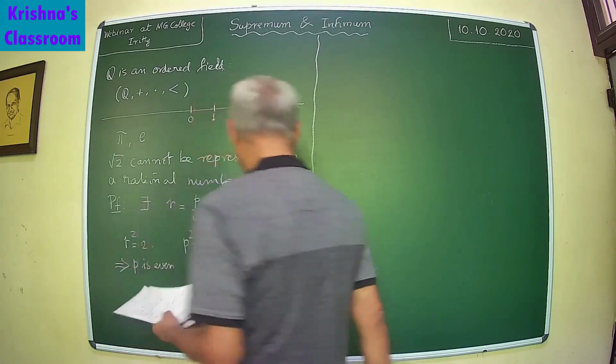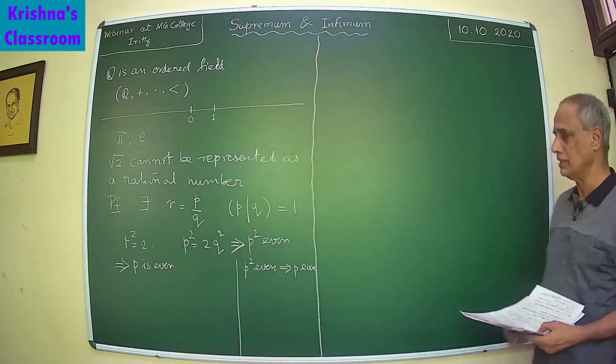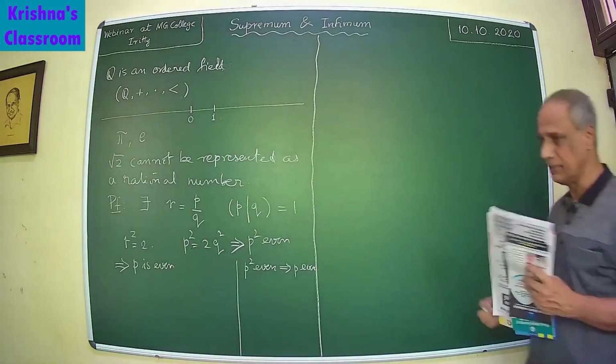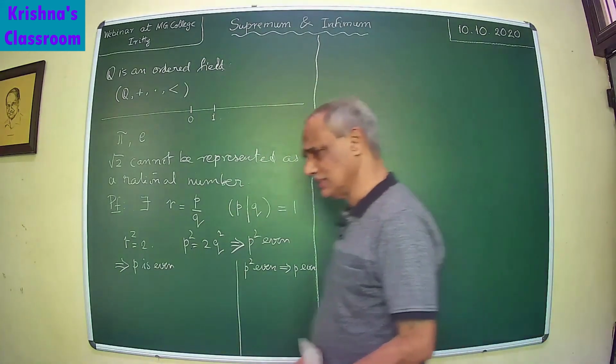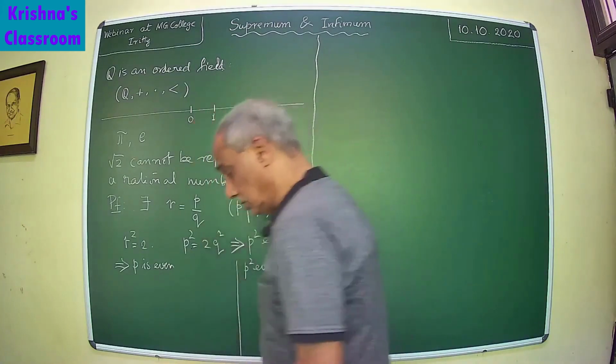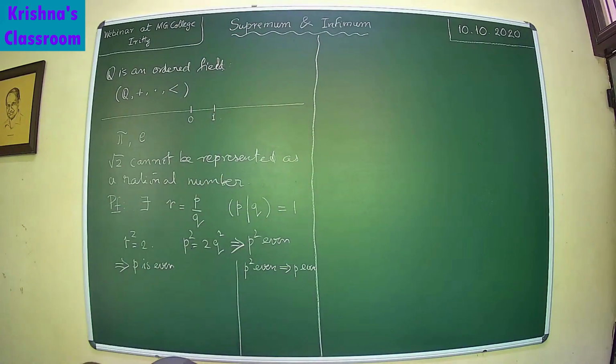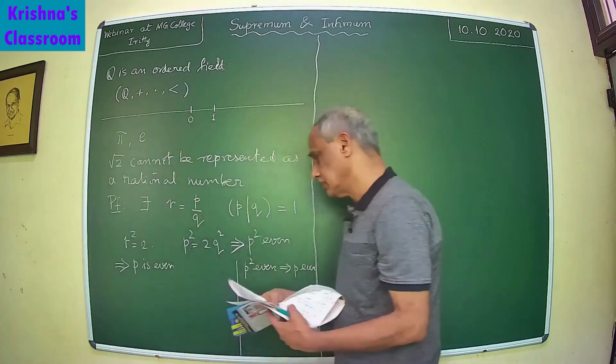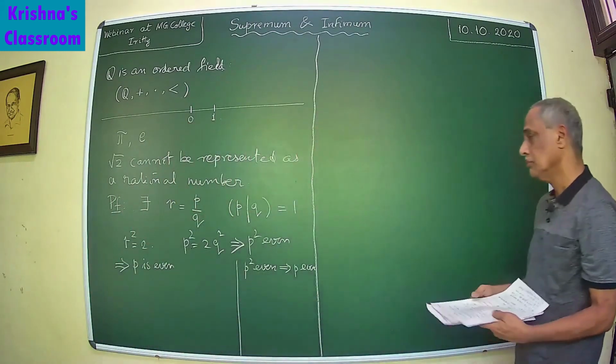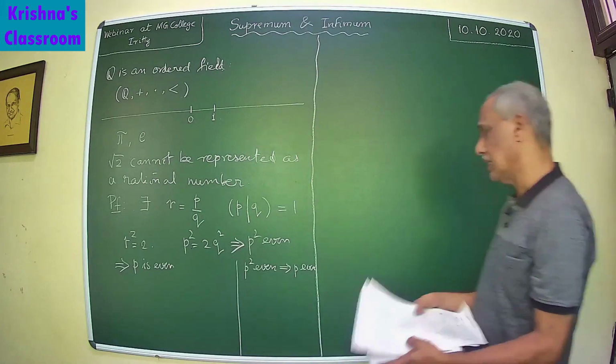How do you prove this? See, there are only two possibilities. Either P is even or P is not even. Say P is odd. Of course, P and Q cannot be 0, of course. Then what do you have?